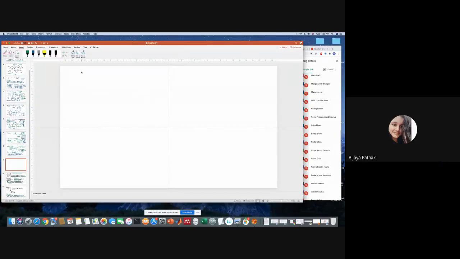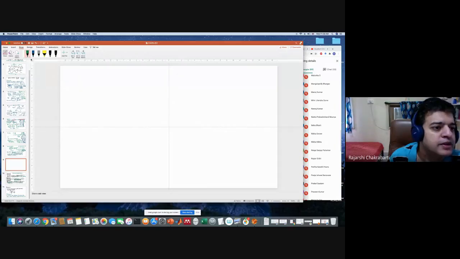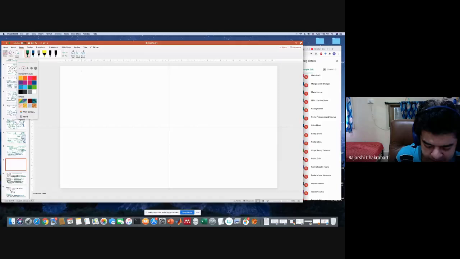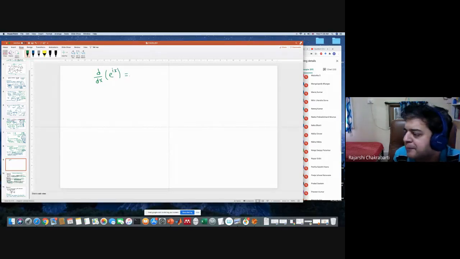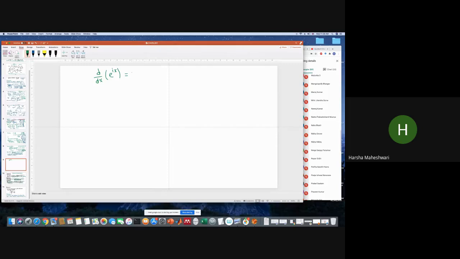Let me explain. For example, if I have an operator, let's say d/dx, this is my operator. And I operate this on a function, exponential of ix. What is the answer? i times e raised to the power ix.